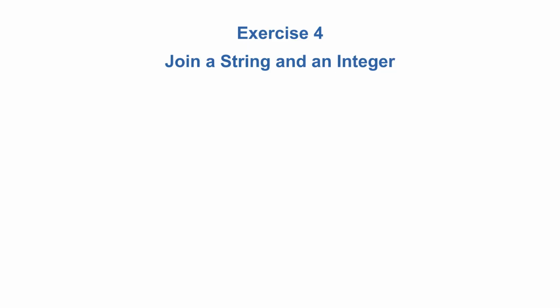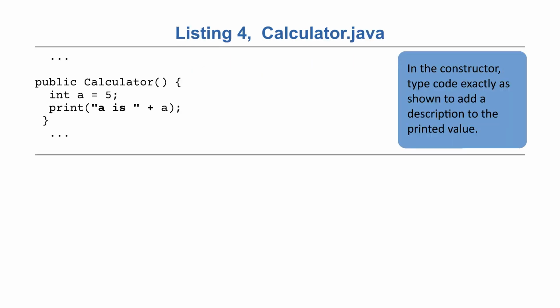You can also join an integer to a string. Exercise 4. Join a string and an integer. In the constructor, type code exactly as shown to add a description to the printed value. Run it. What happened? It should have printed a as 5.